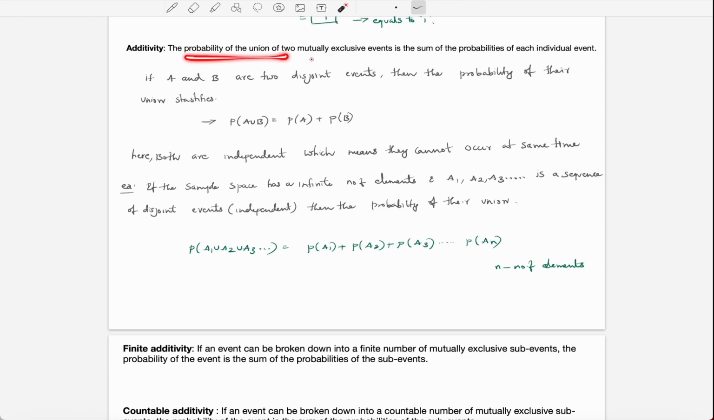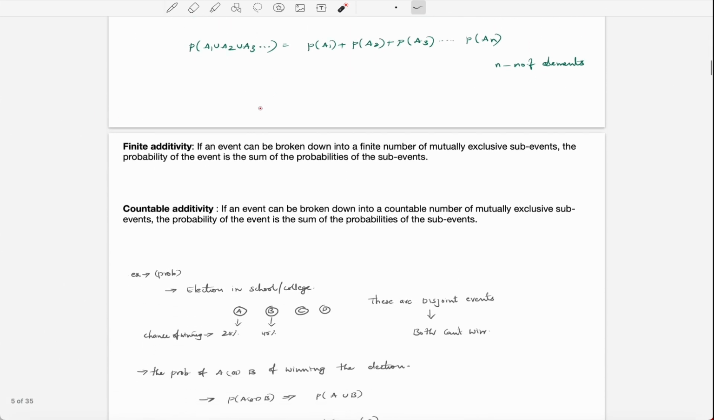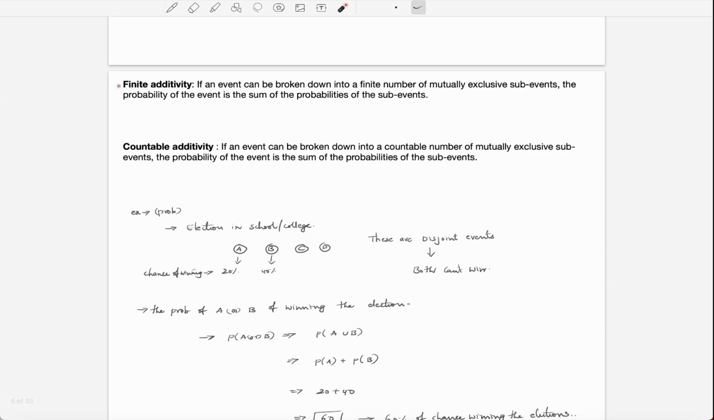So the probability of the union of two mutually exclusive events is the sum of the probabilities of the individual events, meaning we are adding these two events. That's it, there is nothing special about this, and this is additivity. After that we have finite additivity. We have two kinds of additivity: finite additivity and countable additivity.